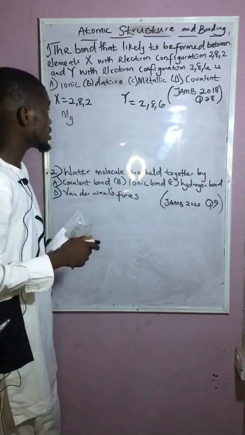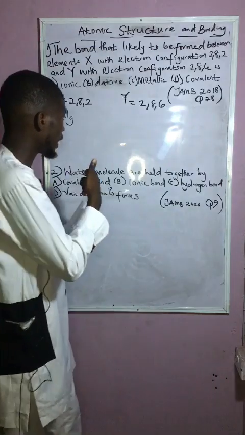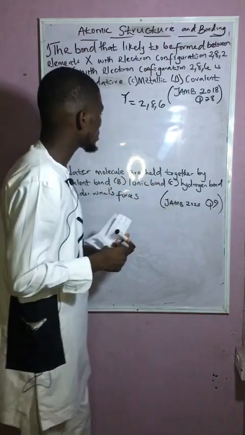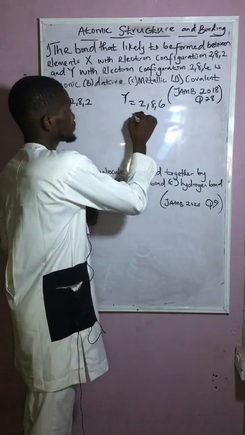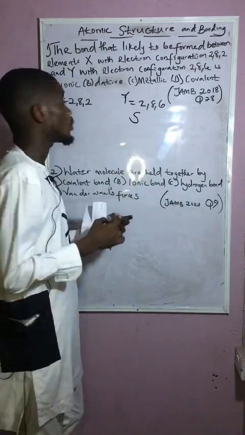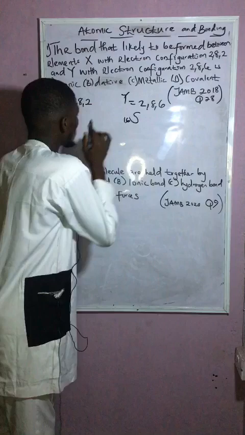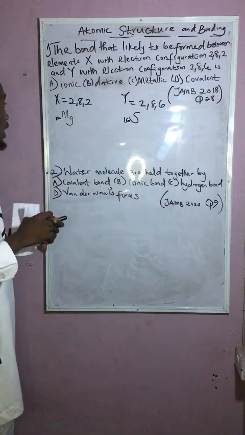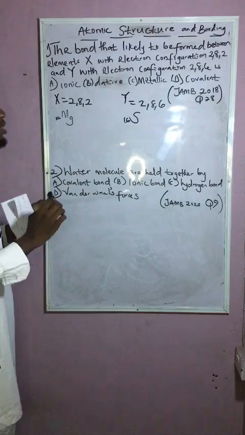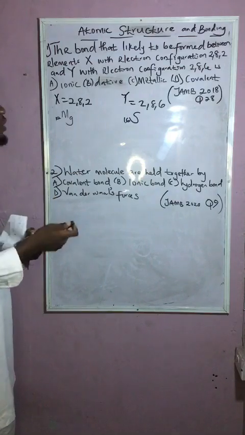And the next one is 2 plus 8, we have 10, plus 6, we have 16. And the element with 16 is what, class? Sulfur. So we have 16 here, and here we have 12. So if we are to get your answer correctly, it is very simple.